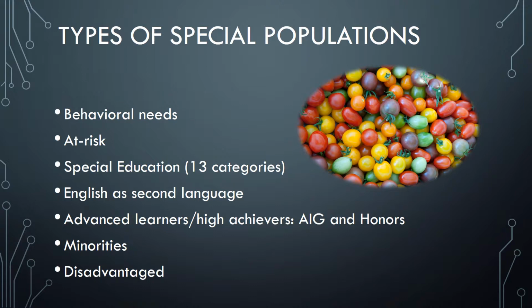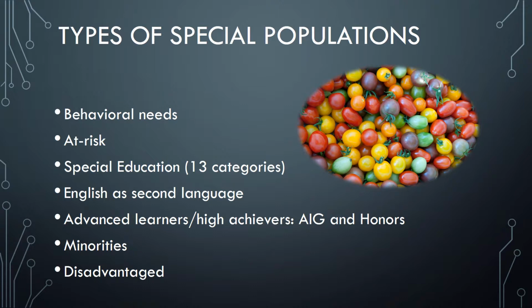The next group of students is our advanced learners, the high achievers. These are the kids that take honors courses. They're in AIG, academically and intellectually gifted. These kids need to be pushed harder than the rest because some of this stuff comes a lot easier, and it's hard to balance. You have to use different learning styles and strategies to teach these kids.